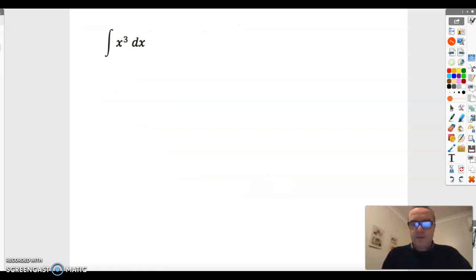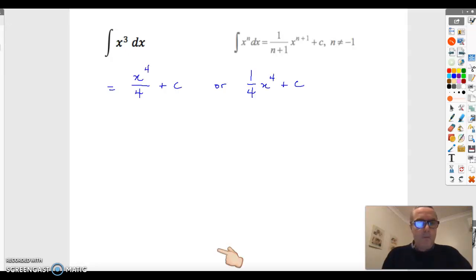So let's start off with something very basic, the integral of x cubed with respect to x. So I'm just using that first rule that we looked at a moment ago, x to the power of n, so n is equal to 3. That means in this rule n plus 1 is 4. So we've got 1 over n plus 1, or 1 over 4, x to the power of 4 plus c. Or that could be written as x to the power of 4 divided by 4. Those two expressions are basically the same thing.